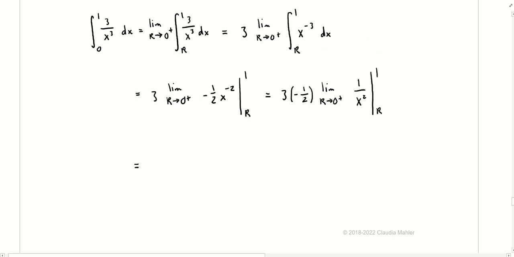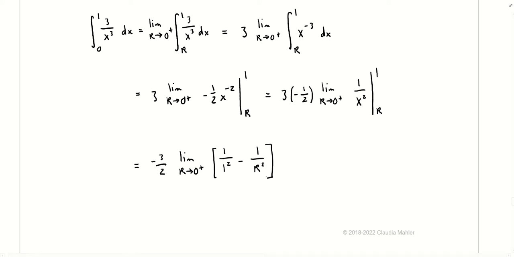So let's keep going. 3 times negative 1/2 is negative 3/2 times the limit as r goes to 0 from the right. Now I'm going to do my evaluation theorem here. This is going to be 1 over 1 squared minus 1 over r squared. So now here's where I take my limit.